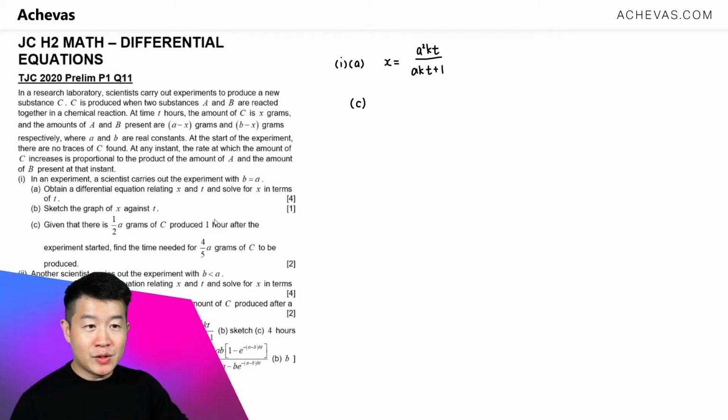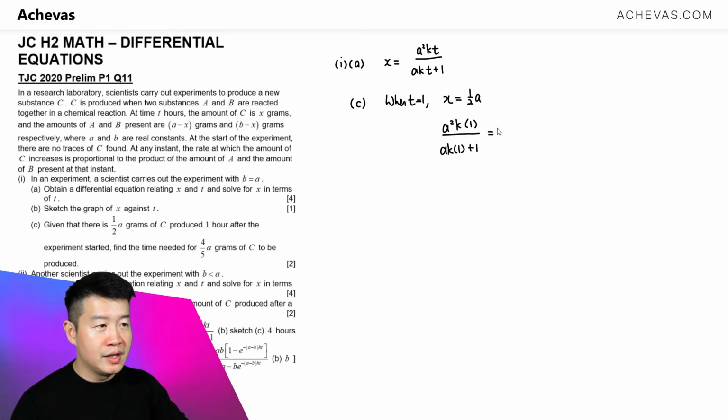And now we are given that when t is equal to 1, x is equal to half a. Let's make use of this to solve for k in terms of a. So when t is equal to 1, we are given that x is equal to half a. So a squared k times 1 divided by ak times 1 plus 1 is equal to half a. And there's a on both the left and right hand side, so I'm going to cancel away one of the a's.